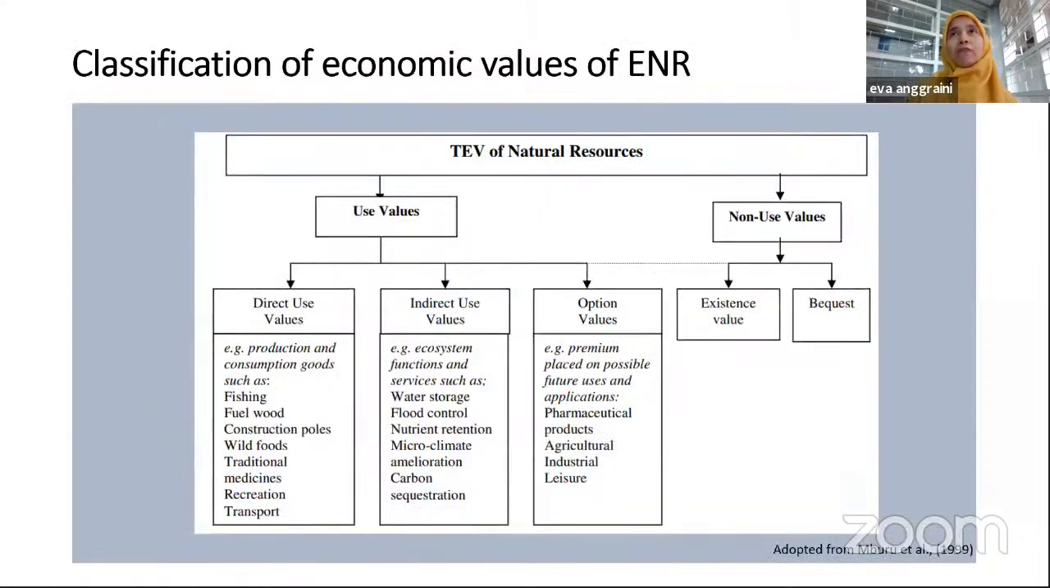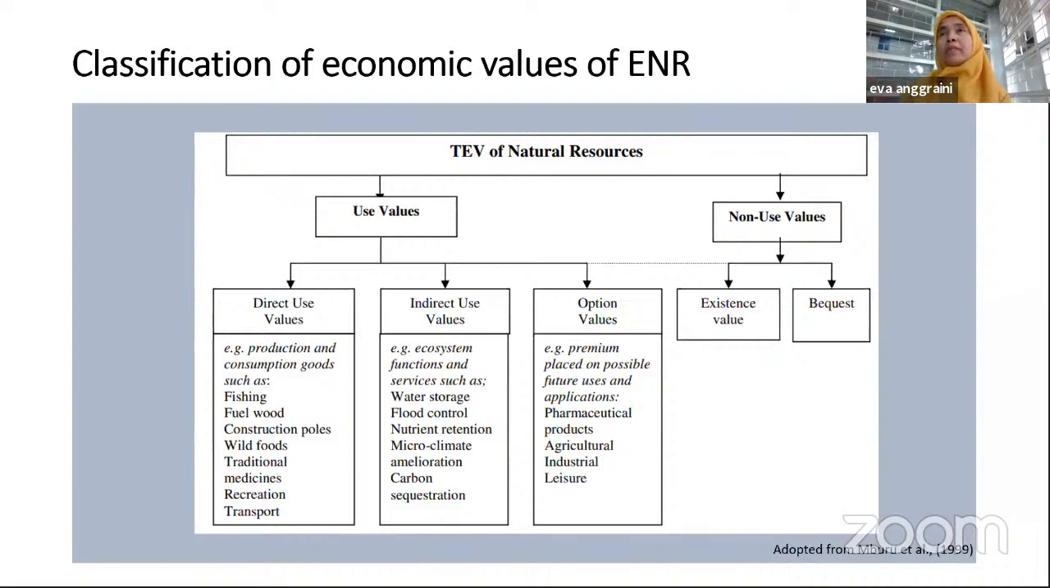If we would like to conduct economic valuation, then we come into more detail on the typology of values. The values of the environment and natural resources can be divided into two big categories. First is use value, and the second is non-use value. So what does it mean? Use value means the value we get because we do a consumption or production activity, or in other words, we extract goods from the environment which give us benefit. Because of our consumption and production activities, we enjoy that value. That's what we call use value.